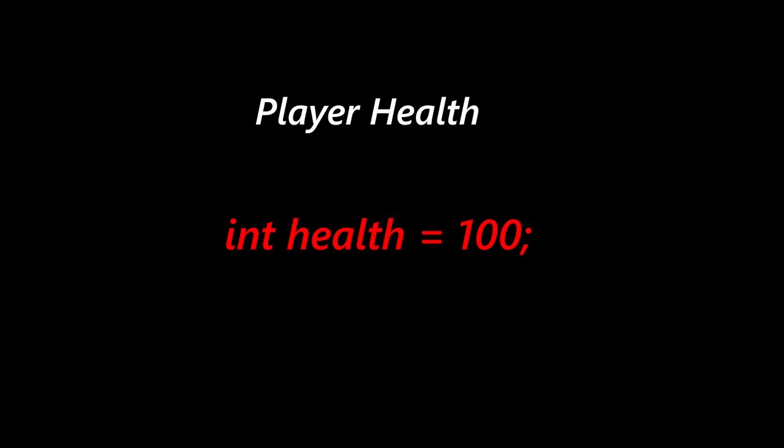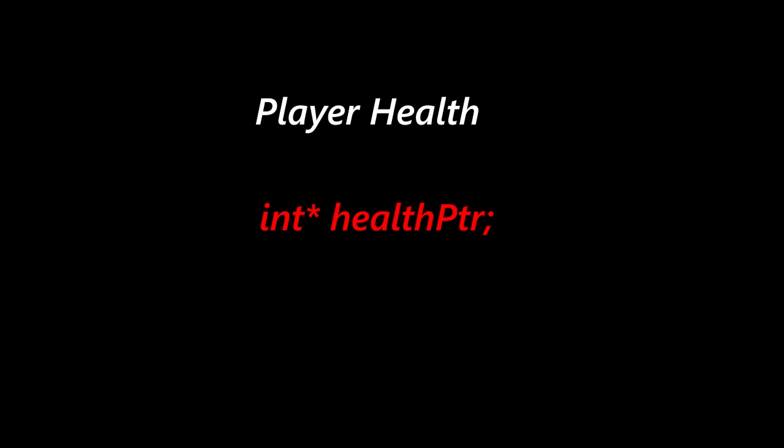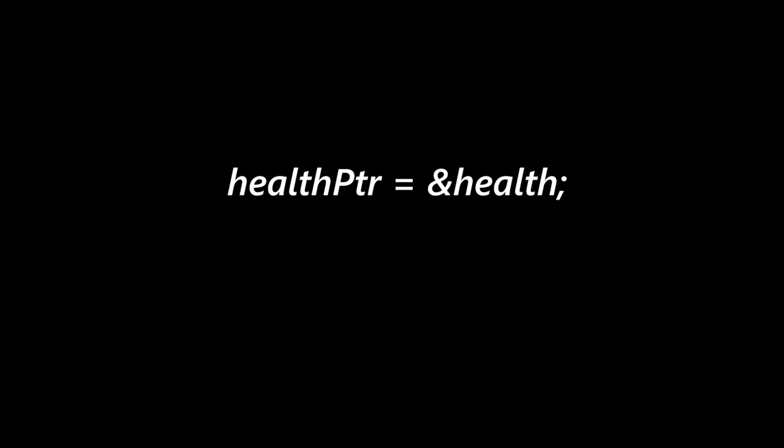Let's write some code to see pointers in action. First, we declare a variable. Say int health = 100. This is our player's health. To create a pointer, we use the asterisk symbol like this. This says, hey, this pointer will hold the address of an integer. Now, to get the memory address of health, we use the ampersand sign. So healthPointer = &health. This stores the address of health in our pointer.